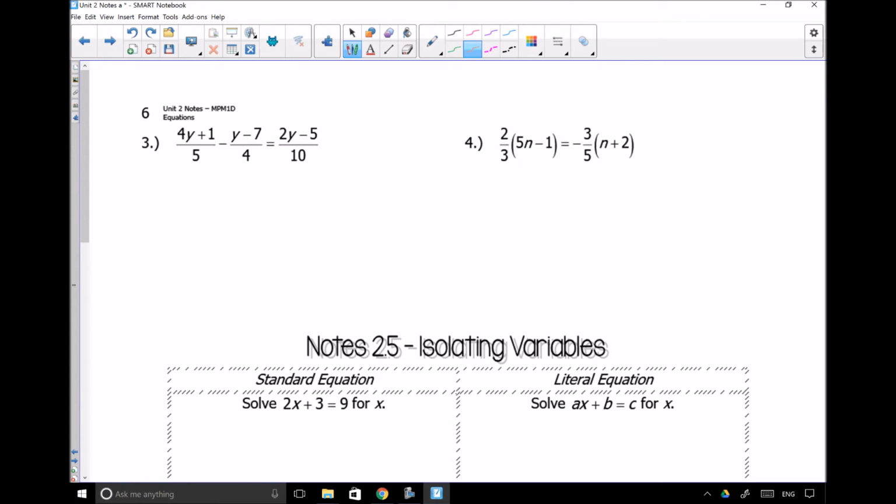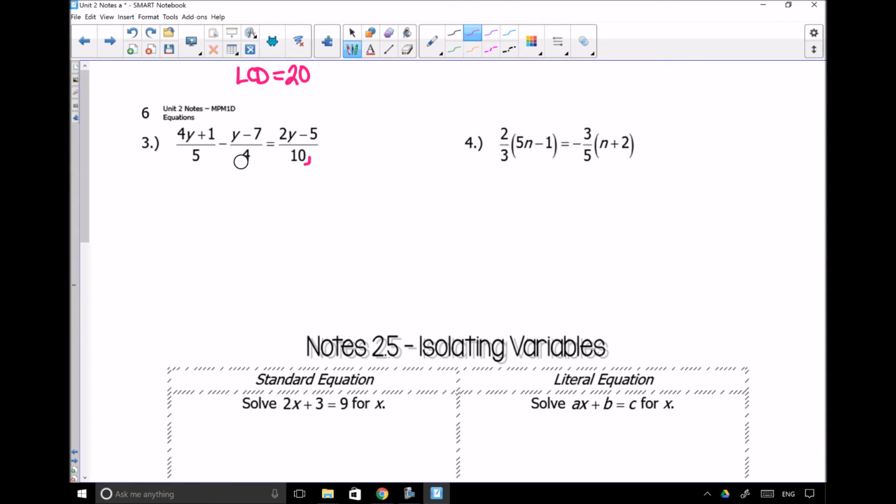All right, so let's take a look at number 3. And if you remember, our first step said to distribute if possible. There's no distributing that we can do. So the next thing that we need to do is find an LCD. So I'm going to look at my denominators. My denominators are 5, 4, and 10. So what's the smallest multiple in common with 5, 4, and 10? It should be 20.